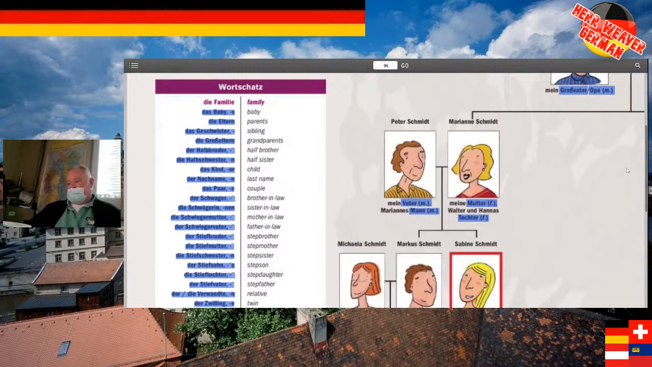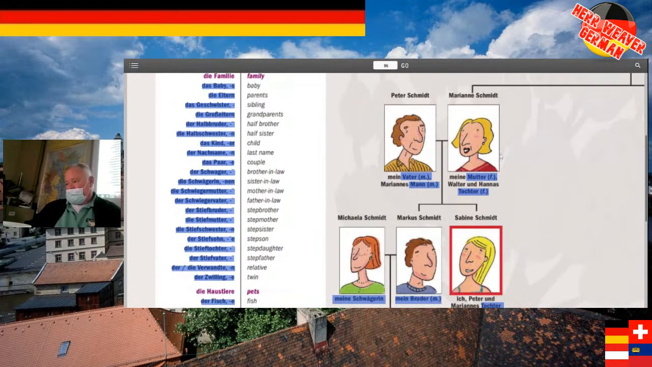So let's talk about, this is Sabina Schmidt here, in red. I can't get the screen to move. Okay. So here's my questions though. Ist Markus, who's the guy next to her, ist Markus Sabinas Bruder? Yes? Which is Markus? Right here. Same last name too. Markus Schmidt. Ja, Markus ist Sabinas Bruder.